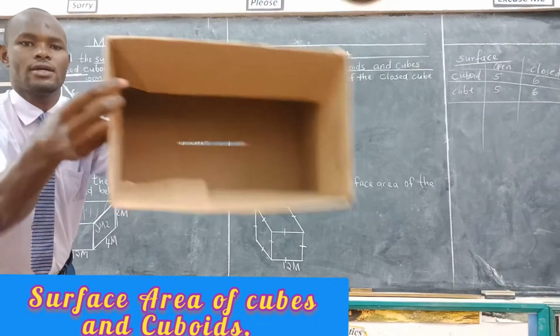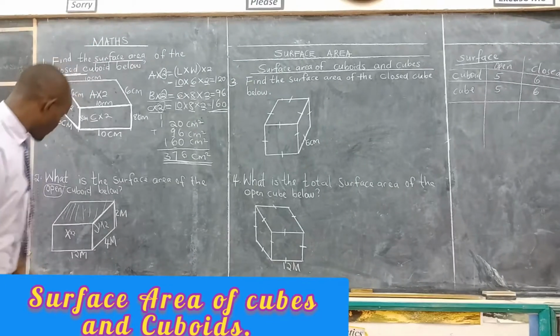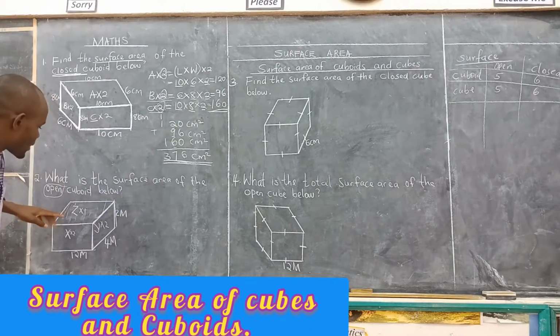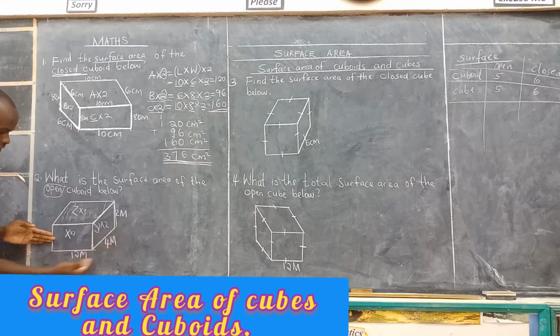It's nothing. So let's go to the top one. So here you are just supposed to get the area of Z times 1. There's no 2. Because it is open, the top one is not there. We are getting the area of the bottom.